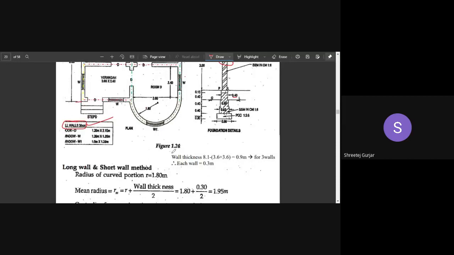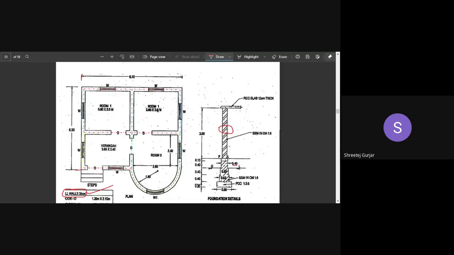So if wall thickness was not given, this is what you can calculate. This is out to out, right? It is given as 8.1 meters. Out to out is 8.1. So from 8.1, you have to reduce 3.6, and you have to reduce 3.6. That will give you your overall thickness.